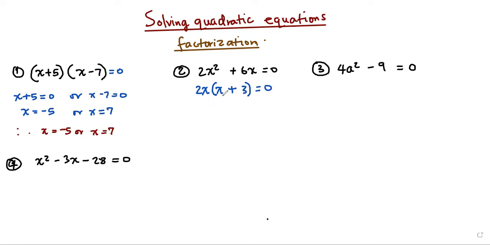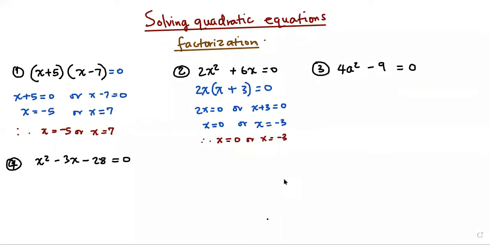So we say that in order to get 0, maybe 2x is equal to 0, or x plus 3 is equal to 0. If 2x equals 0, it means that x equals 0. And if x plus 3 equals 0, we take 3 to this side to become negative, so x equals -3. Is that okay? So x equals 0, or x equals -3.